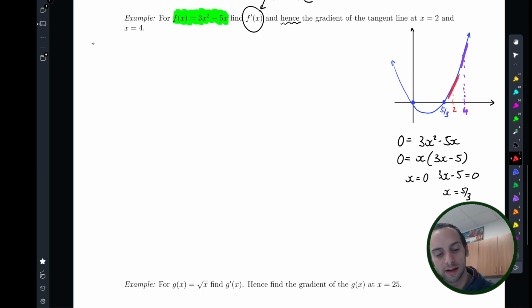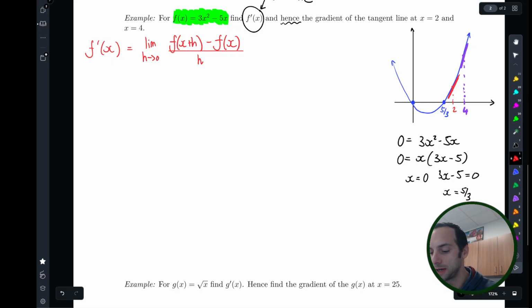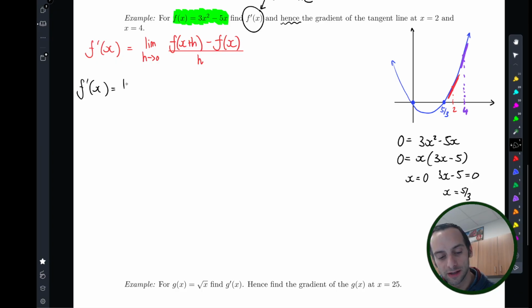So we'll bring that limit definition over. f prime of x is equal to the limit as h approaches 0 of f of x plus h minus f of x all over h. This is just copied from the previous page. Okay? Now we have to set this up and evaluate this limit.